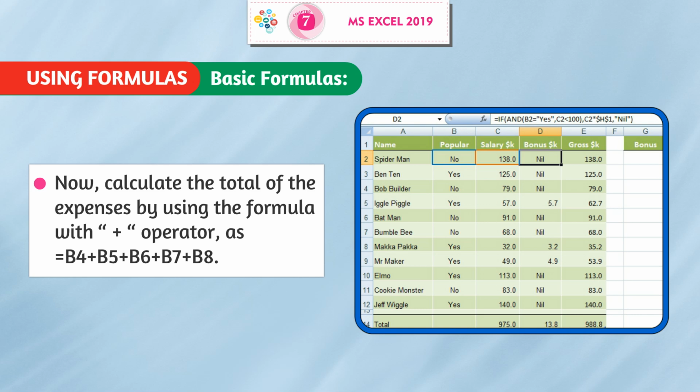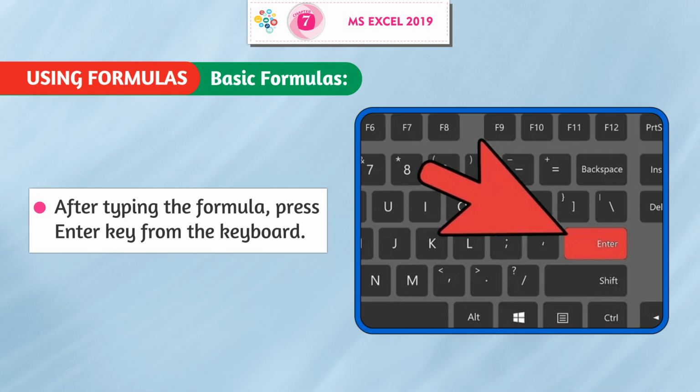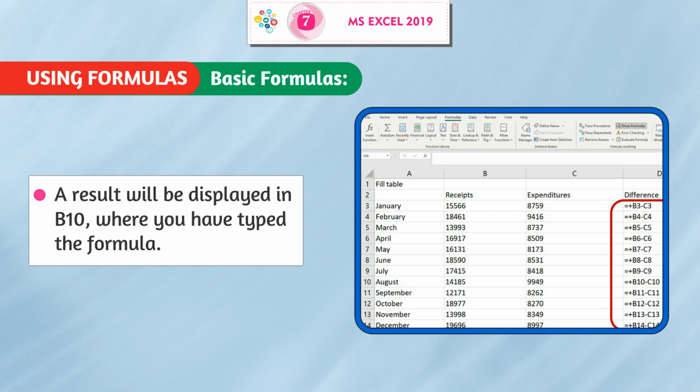Now, calculate the total of the expenses by using the formula with plus operator as equal sign B4 plus B5 plus B6 plus B7 plus B8. After typing the formula, press Enter key from the keyboard. A result will be displayed in B10 where you have typed the formula.